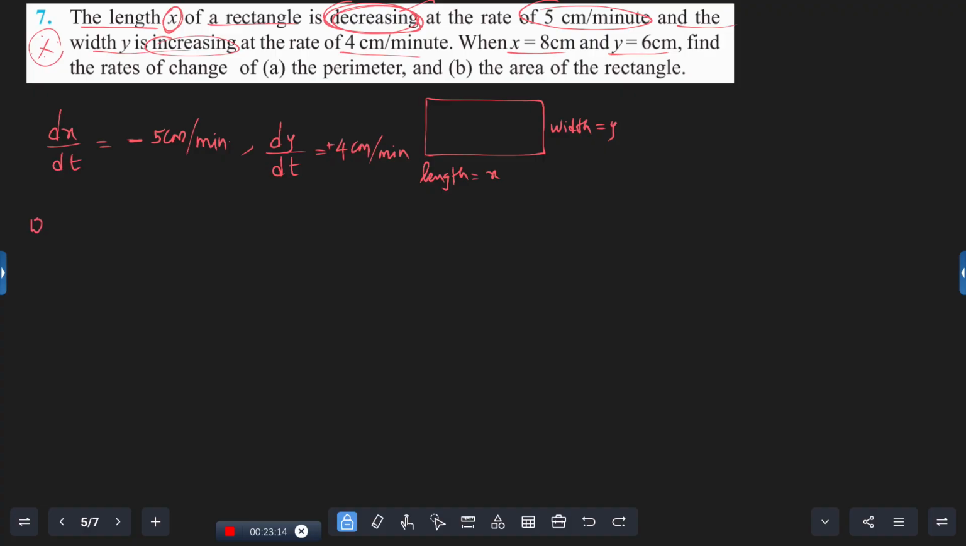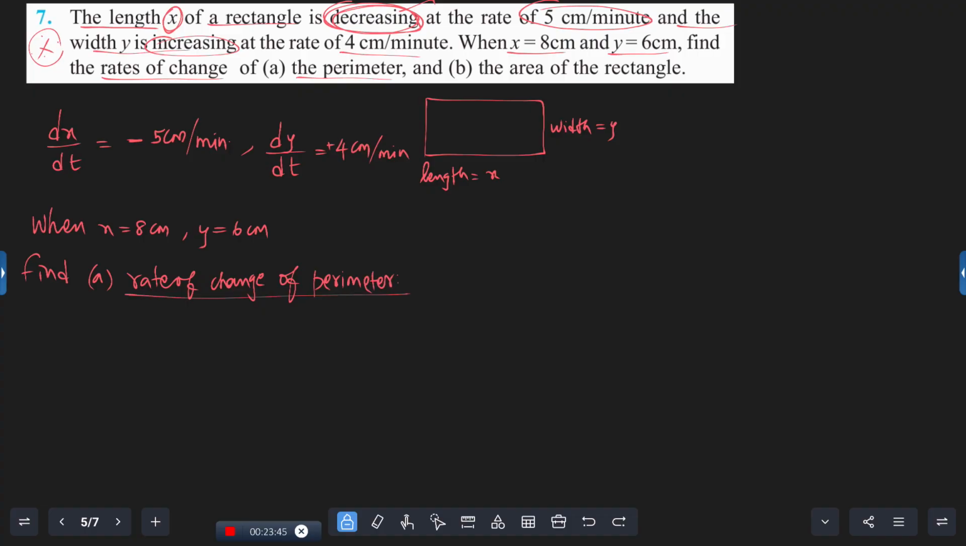Listen carefully. When x is equal to 8 centimeter and y equal to 6 centimeter, find question number A, rate of change of perimeter. So perimeter formula for rectangle.